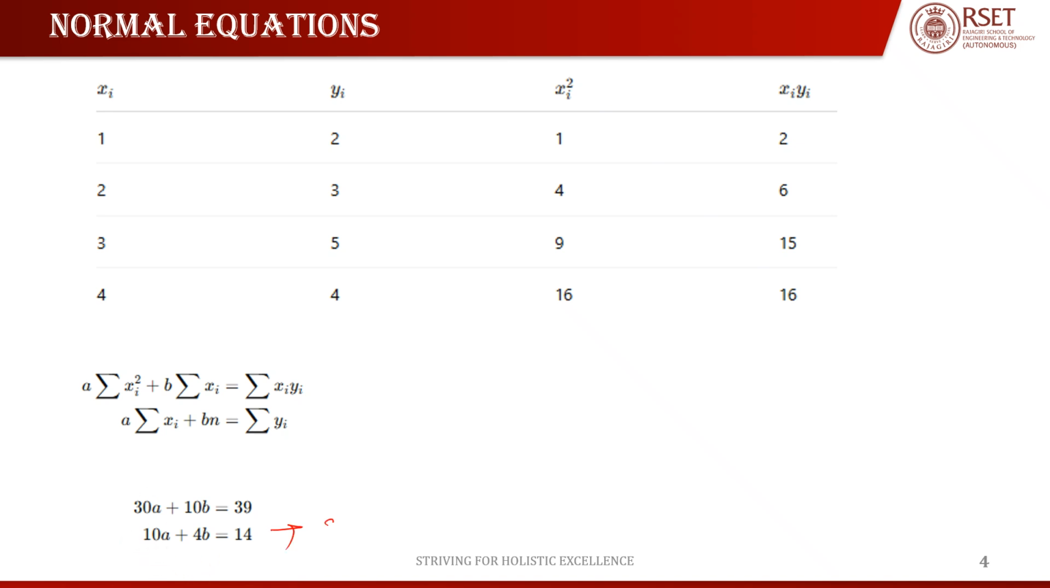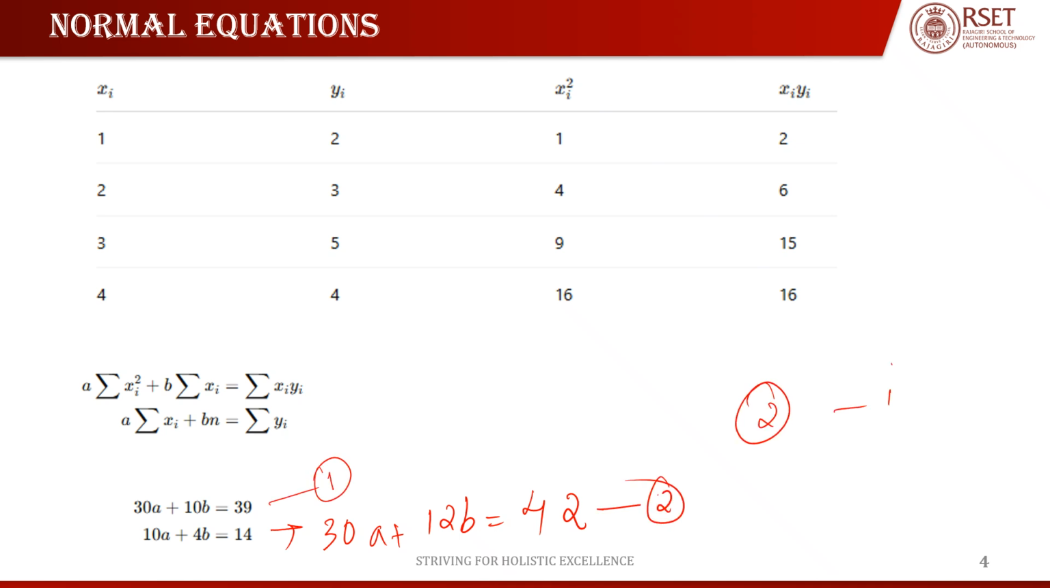When you multiply by 3 throughout, you have 30a plus 12b is equal to 14 into 3, which is 42, right? Okay, now you can just subtract these equations. Let it be equation 2, let it be equation 1, and just do 2 minus 1. So 30a minus 30a will be 0. Then you have 12b minus 10b, which is 2b, so that will be equal to 42 minus 39. So 42 minus 39 is 3, right? Yeah, so you have your b is equal to 3 by 2.